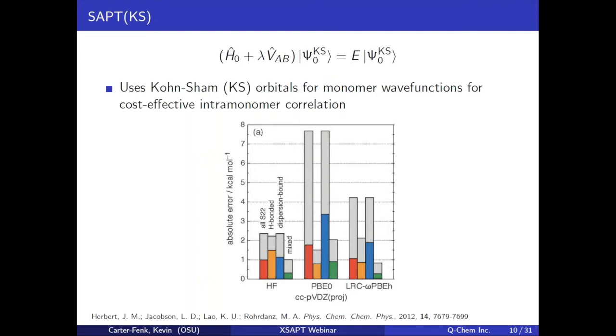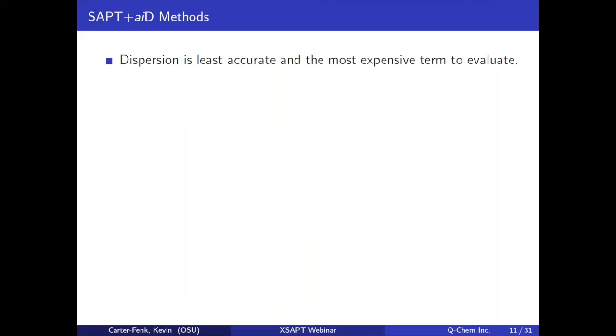However, what might pop out to you right away is that the blue error bars corresponding to the dispersion bound systems increase significantly when SAPT(KS) is applied, and though the dispersion errors are corrected a little bit in the long range corrected functional, they're still not of benchmark quality. And what we can do about this is what we call the SAPT plus AID family of methods. So that stands for ab initio dispersion.